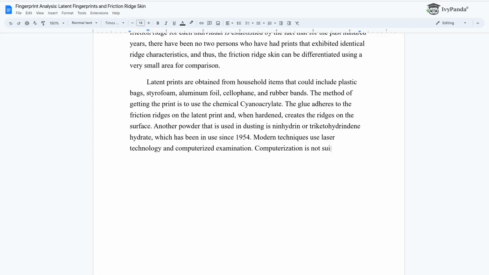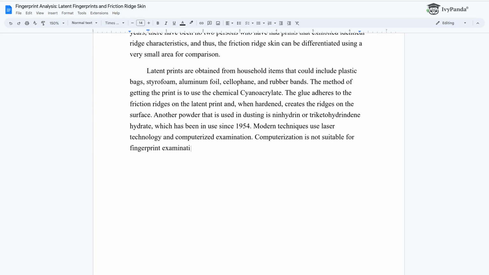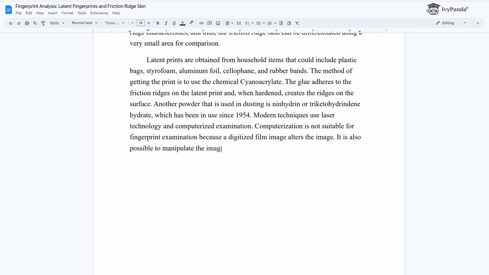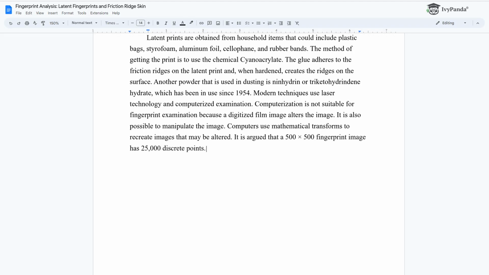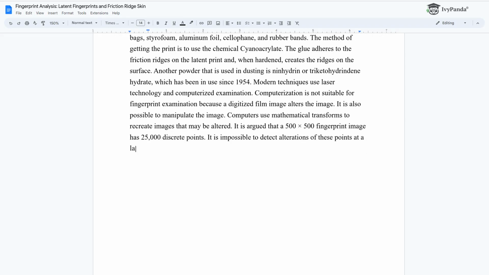Computerization is not suitable for fingerprint examination because a digitized film image alters the image. It is also possible to manipulate the image. Computers use mathematical transforms to recreate images that may be altered. It is argued that a 500 by 500 fingerprint image has 25,000 discrete points. It is impossible to detect alterations of these points at a later stage. Thus, computer scans have to be viewed with a more critical eye.